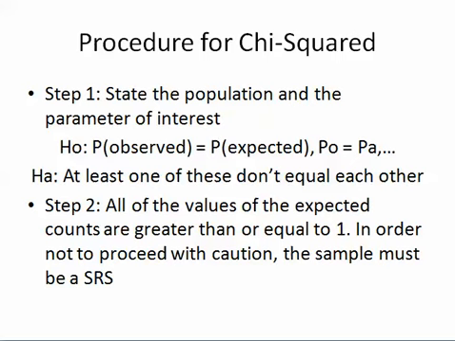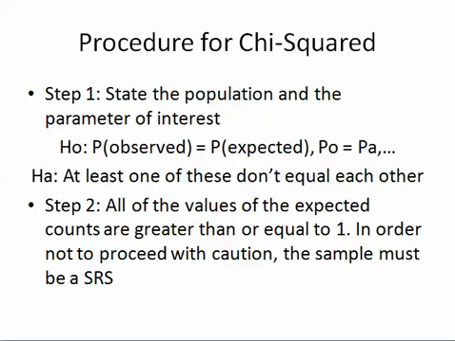Procedure for chi-squared. Step 1. State the population and the parameter of interest. Null hypothesis: P observed equals P expected. Alternative hypothesis: at least one of these does not equal the other.